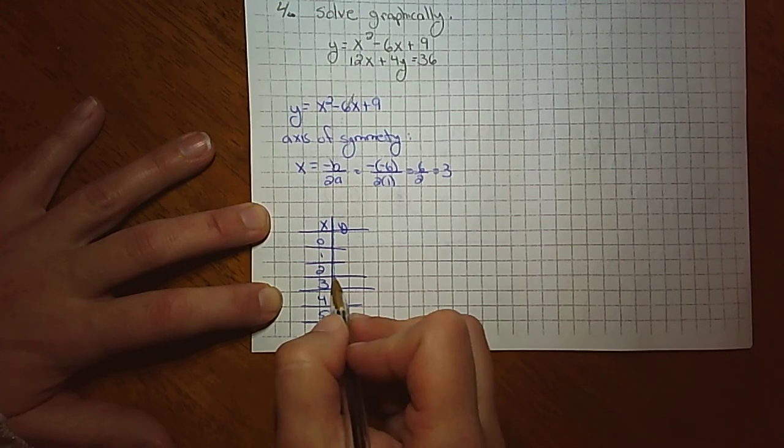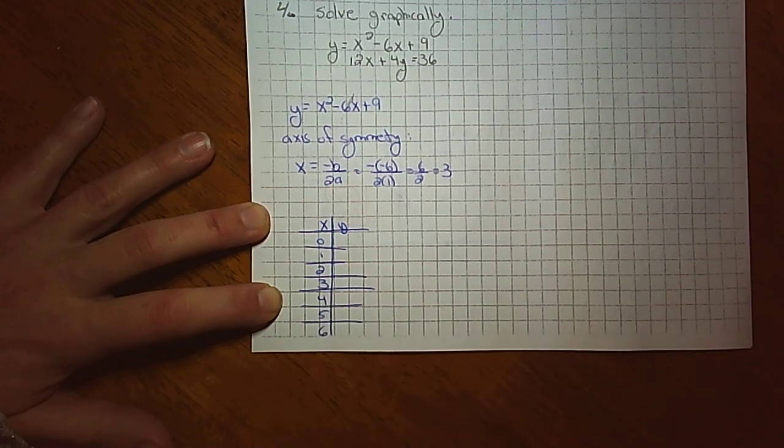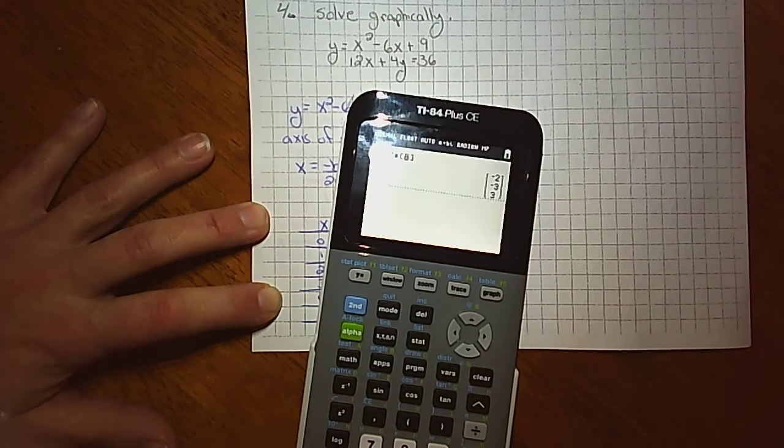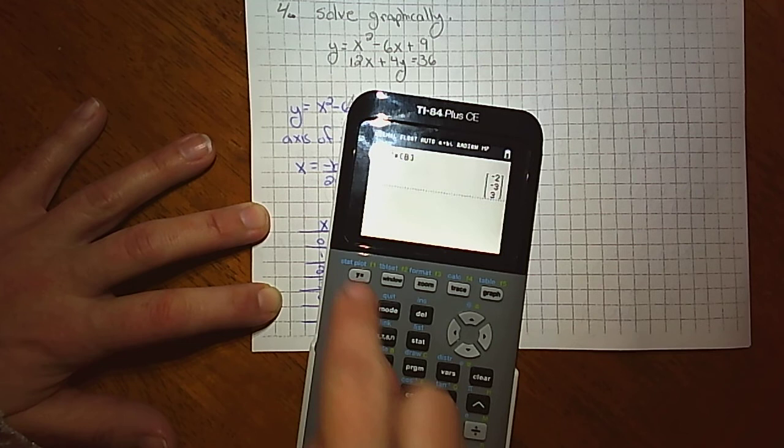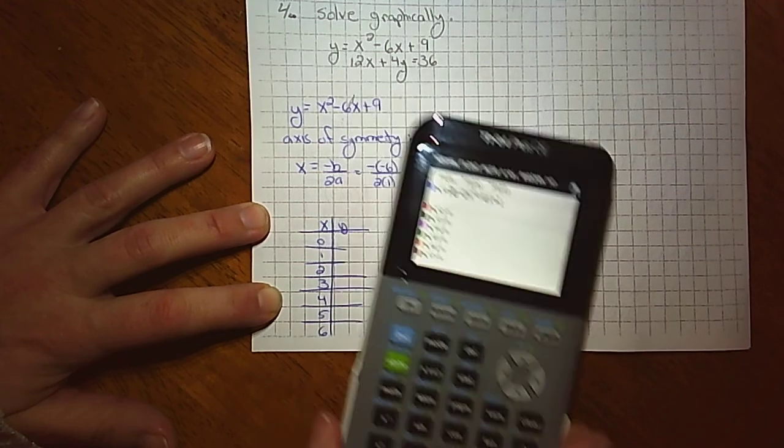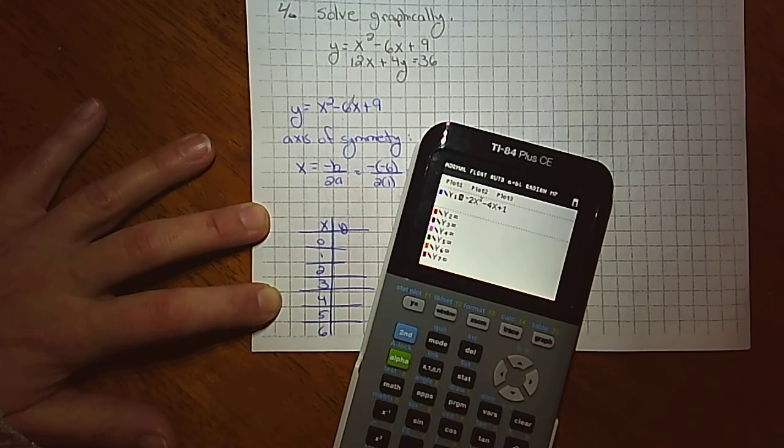So there's my middle piece. This is my axis of symmetry. And that's the chart I'm going to look for. And I'm going to go to my graphing calculator. So let's turn this on. I'm going to go to y equals, I got a bad glare on there, let's see if I can move it. Go to y equals, clear out what's in there, and type in the equation. X squared minus 6x plus 9.